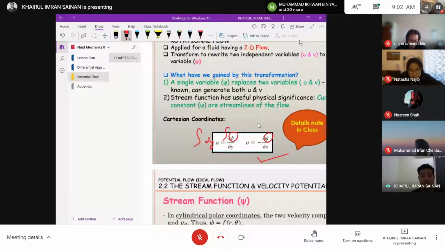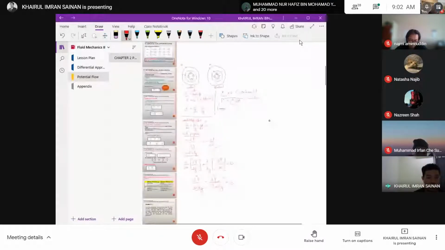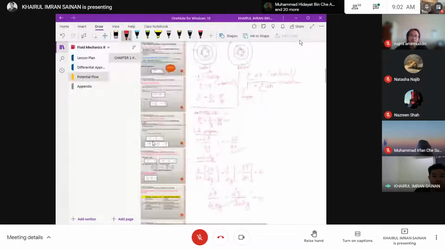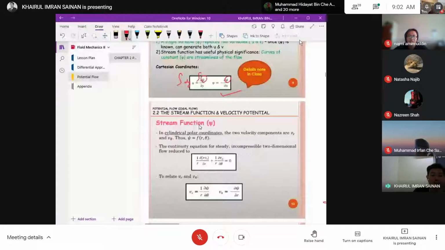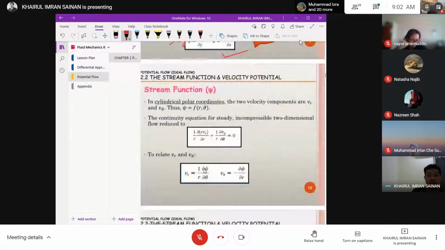After you realize this one, we go to another one, which is velocity. We not only have it in Cartesian coordinates, we also have it in cylindrical coordinates. So V_R equals 1 over R del psi over del theta, and V theta equals negative del psi over del R. Okay, so another set of equations.